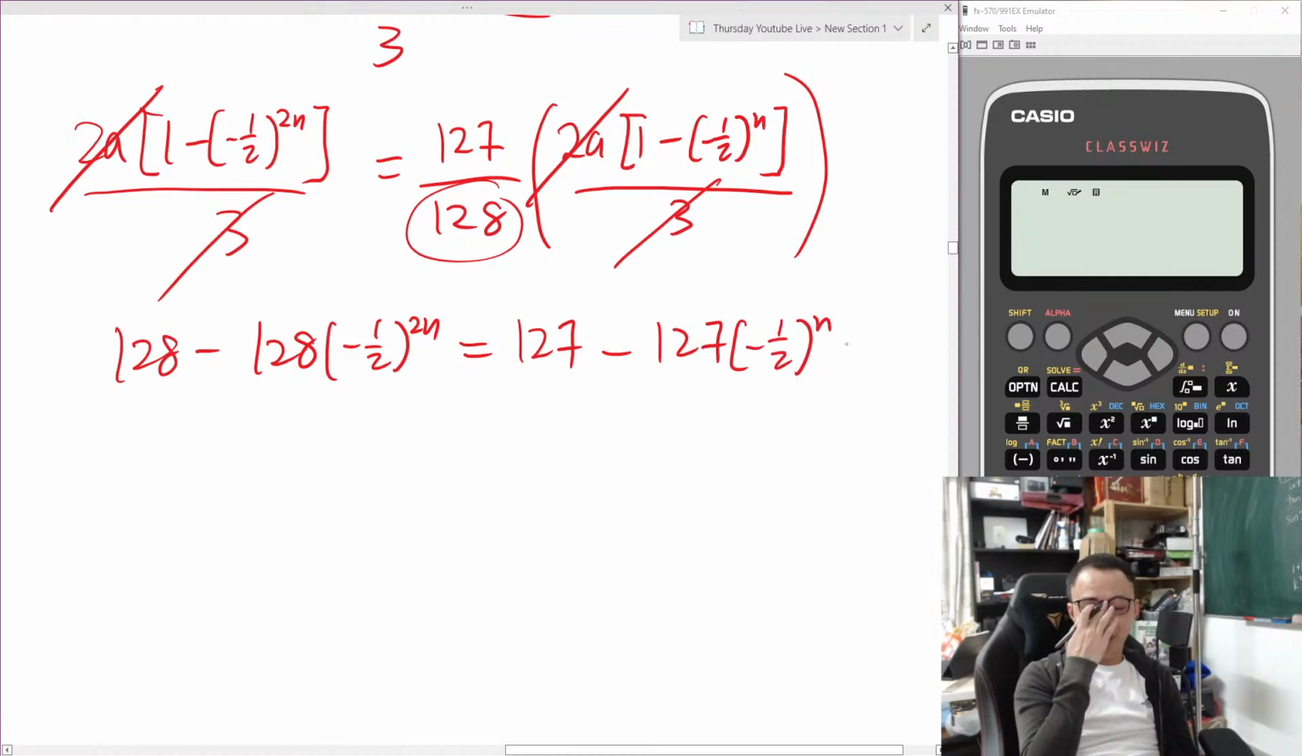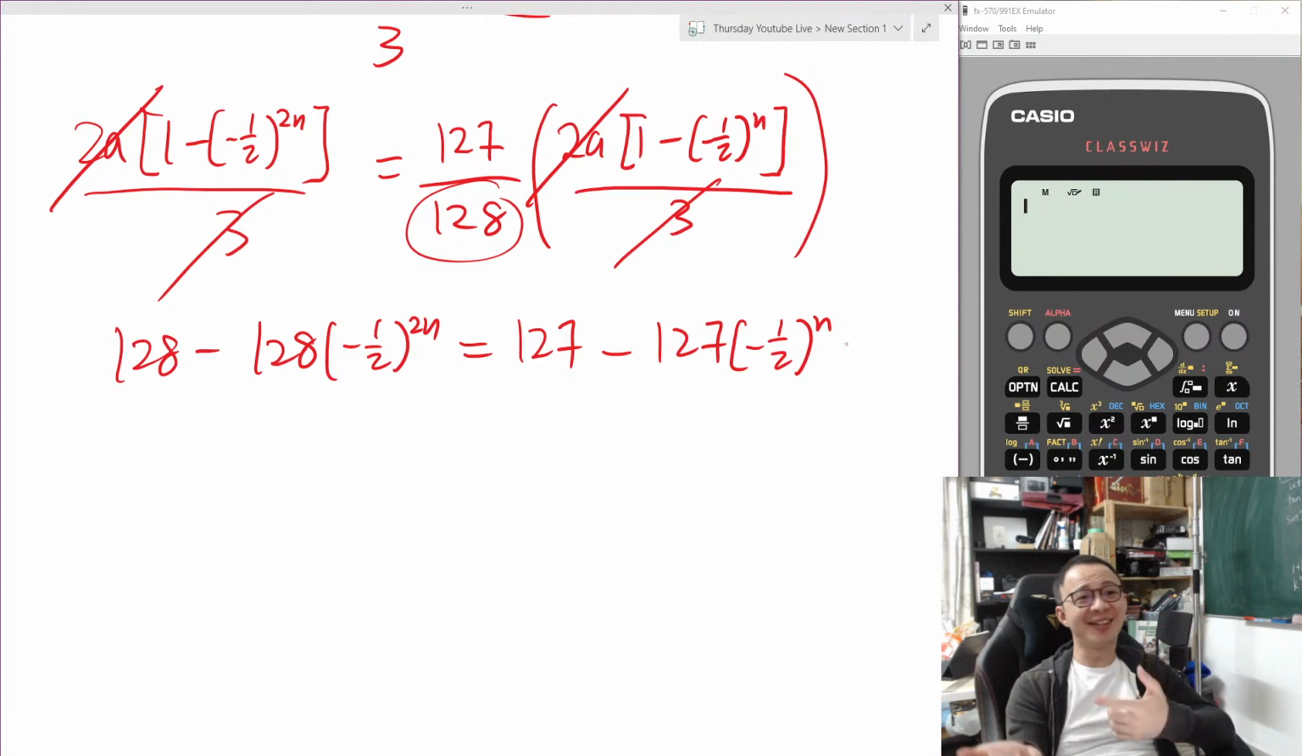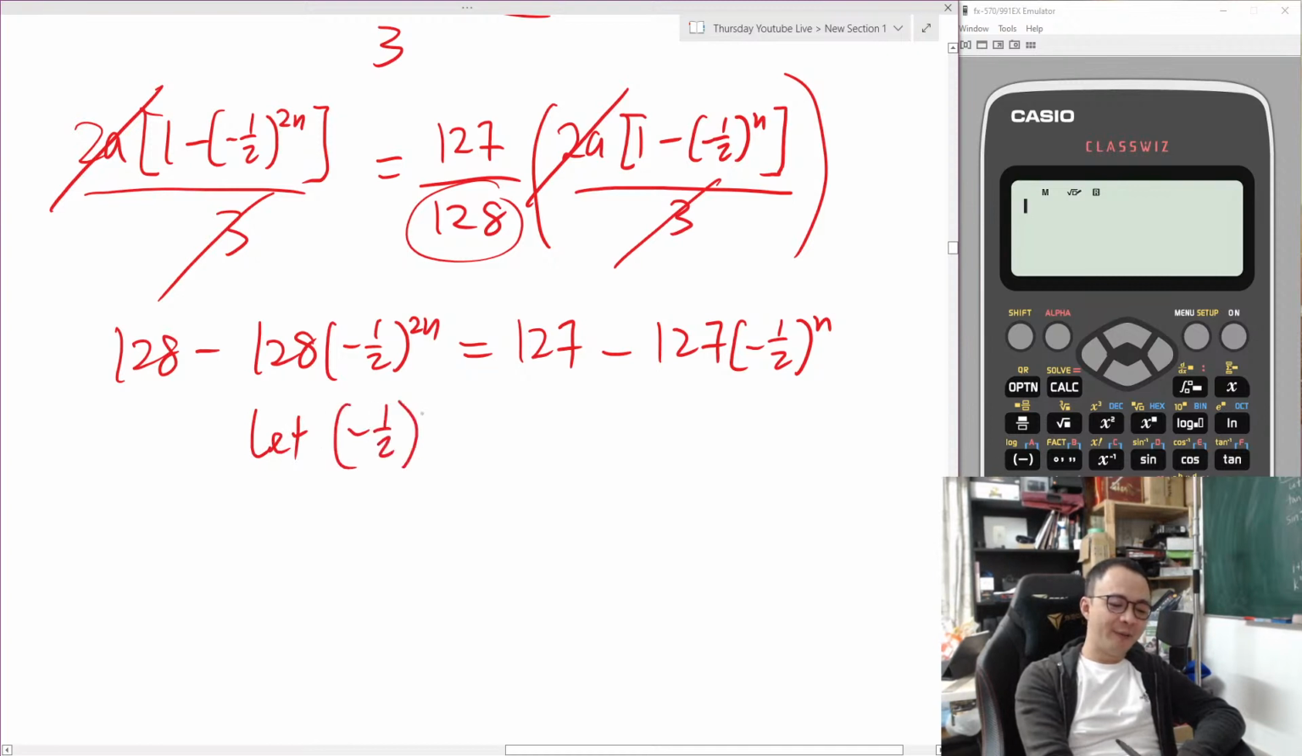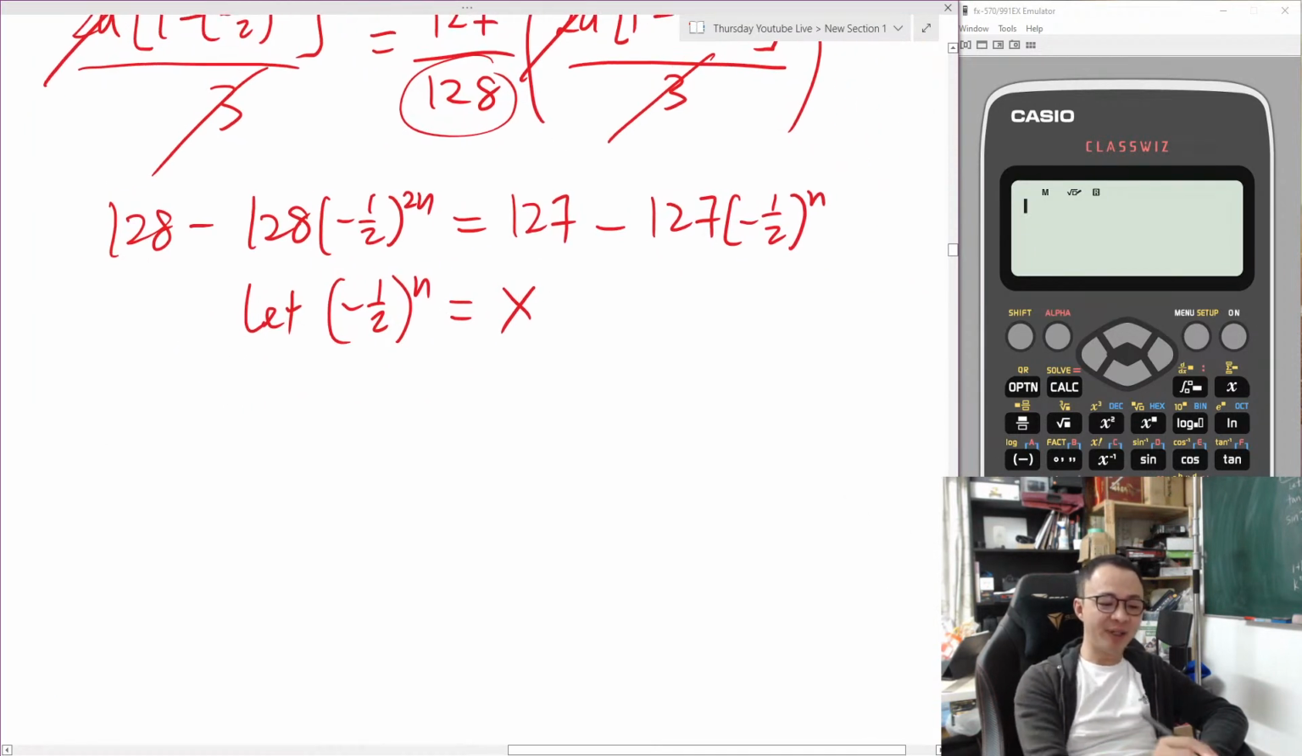Okay, here, because this is the quadratic. Even though you might not see it, this is a quadratic. If you can see this one is actually the power 2 of this version, then congrats, you know this is quadratic. If you can't see, I will just say let negative half n equal to x. Then I will have something like this.